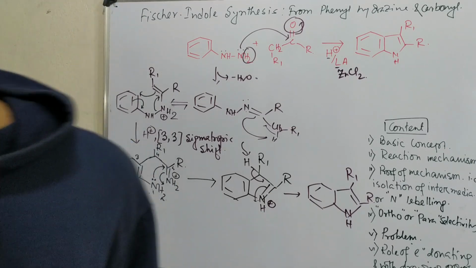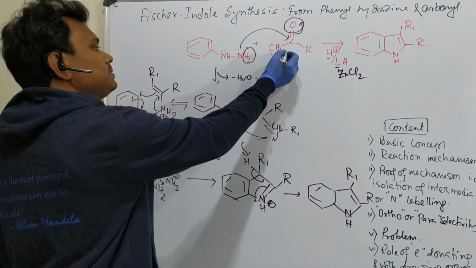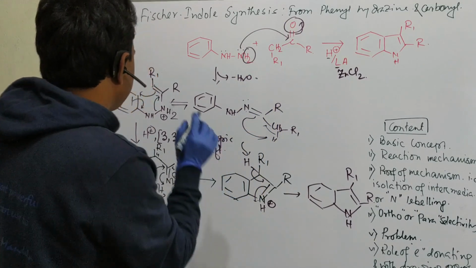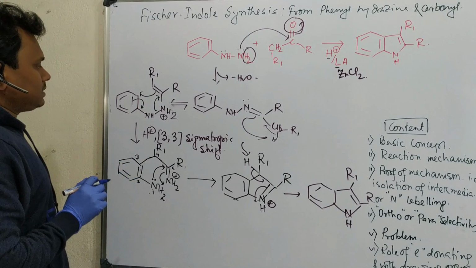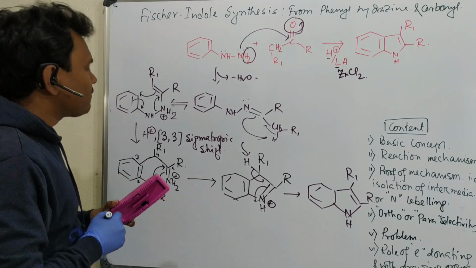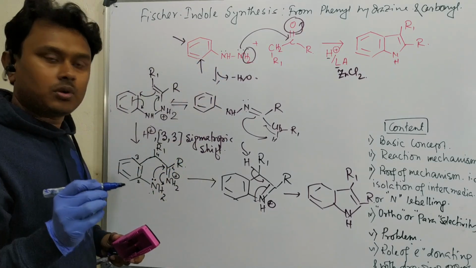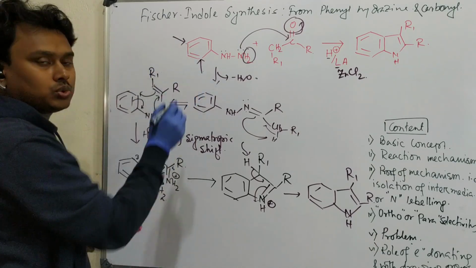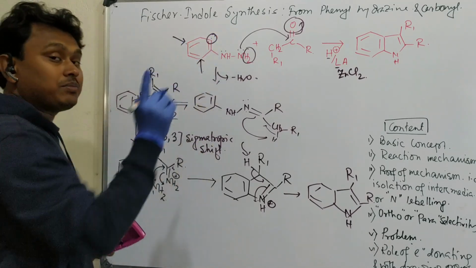Now you can see this mechanism involves a few steps. What are the steps? First of all, Schiff base formation. What I have explained is not difficult because of this lone pair alpha effect. Fine. In the next step, 3,3 sigmatropic shift. In this case, it is observed that if you have ortho and para substitution, for example, if you have one para and one ortho, then this position is vacant.